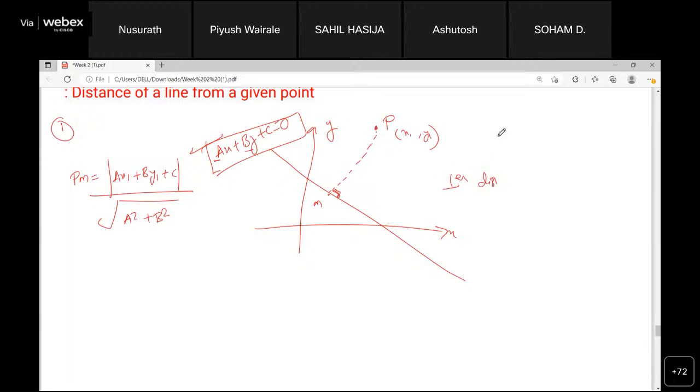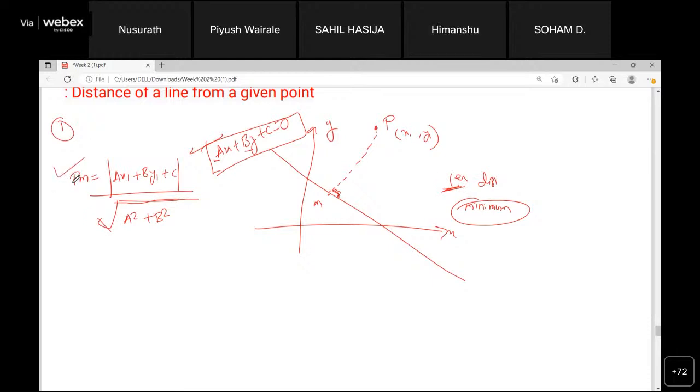But in the question, if it asks for the minimum distance, it is also the perpendicular distance only. So if the question asks for the minimum distance from this point to this line, you have to find out the perpendicular distance only. So this is a simple equation.